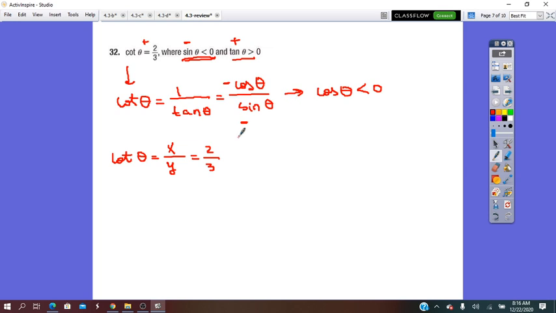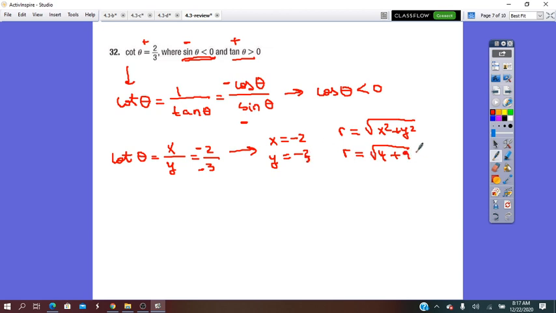X stands for cosine, which is negative, and y stands for sine, which is negative. So from here we can say that x equals negative 2, y is negative 3, and the radius equals the square root of x squared plus y squared. So the radius equals negative 2 squared, which is 4, plus negative 3 squared, which is 9. So the radius will be the square root of 13.